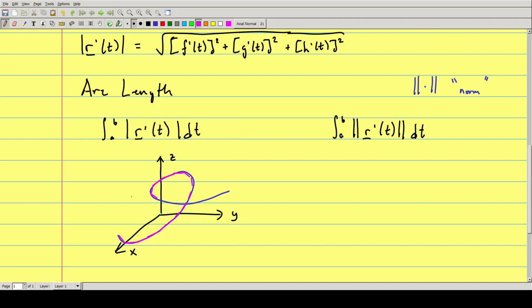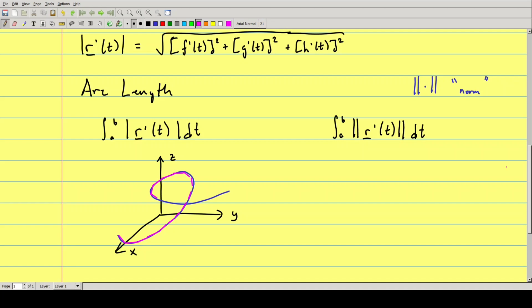Each individual line segment would be the distance from r of t naught to r of t naught plus h, and we measure that distance and multiply it by delta t. So we get a bunch of line segment lengths.